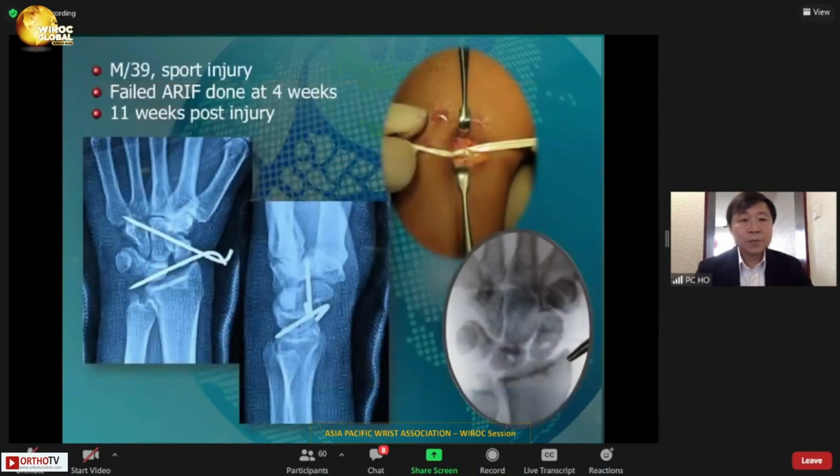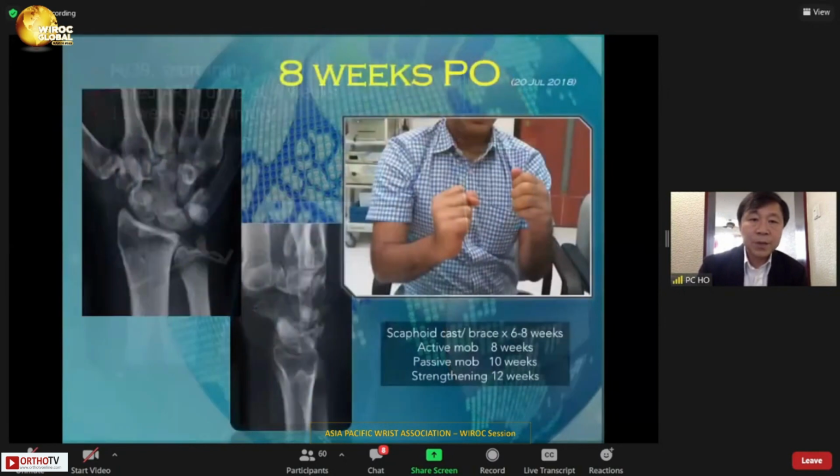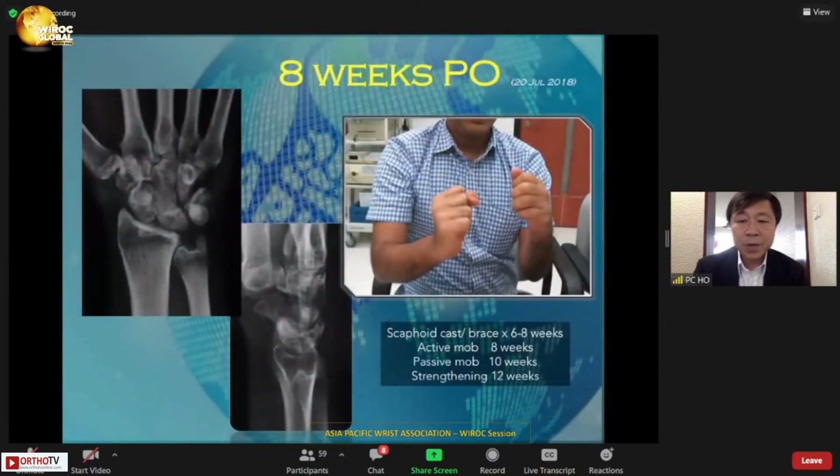Like this patient having a sports injury, failed arthroscopic reduction of the scapholunate injury at 4 weeks' time, and came back to my practice at about 11 weeks. So this becomes difficult to treat with the acute method, so we decided to do this reconstruction method. So you can see that with this, we will immobilize the wrist for about 8 weeks, and then we remove it and allow active mobilization.